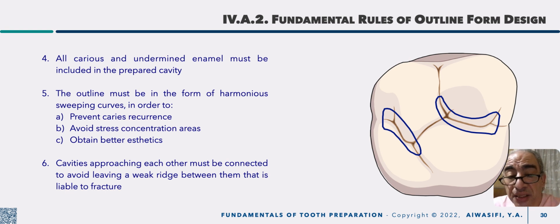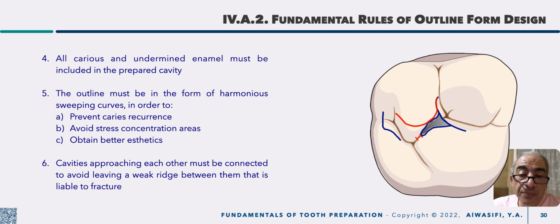But after you finish and inspect the cavities, you discover that there is a caries extension along the groove passing across the oblique ridge, or there is a definite groove at this area. When you extend your mesial cavity to involve this lesion, you will discover, as you see at this red arrow, that the oblique ridge becomes very weak and may fracture, or surely it will fracture. According to this rule, you need to connect them to avoid leaving a weak ridge that may fracture.